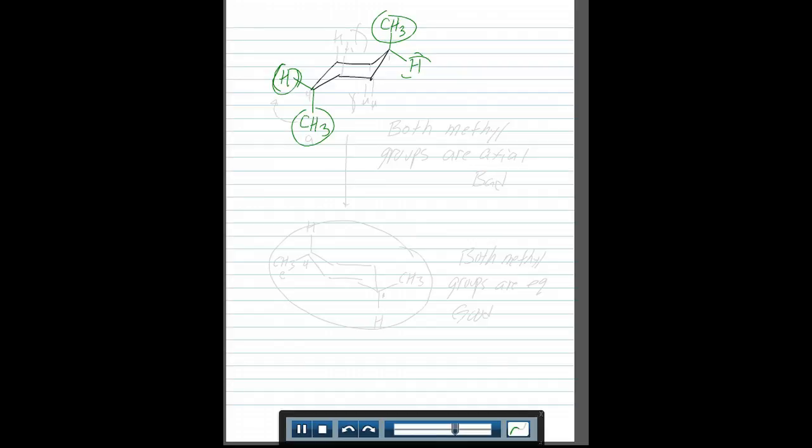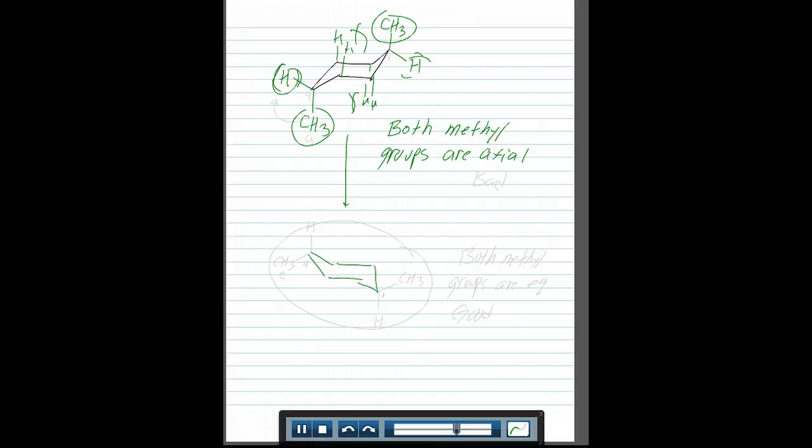Well, what's the one thing that you notice about this molecule? What you should notice is that both methyl groups are axial. And what did I just say about axial? Bad. Axial, bad. You don't want your big groups axial because they interact with the other axial hydrogens. You have a steric interaction here. So if I were to ring flip this molecule, what would it look like?